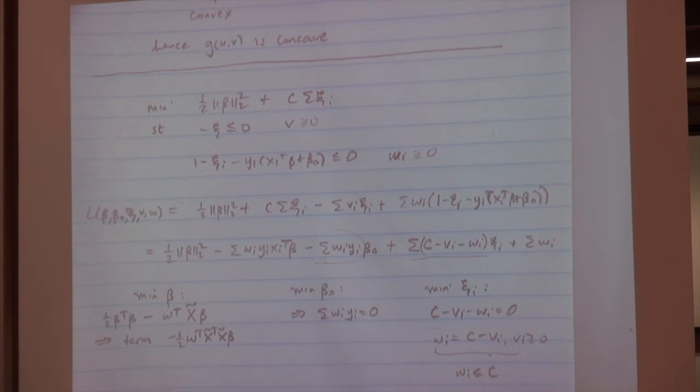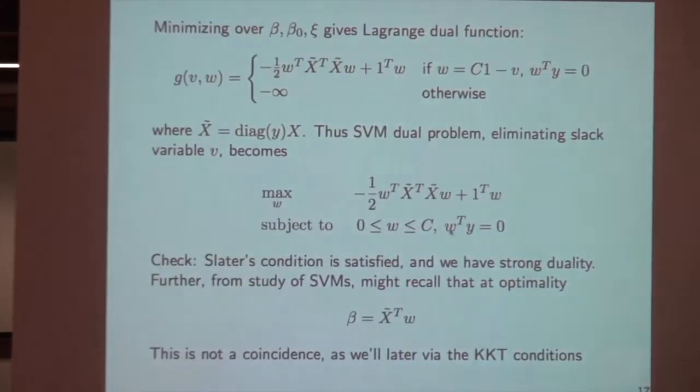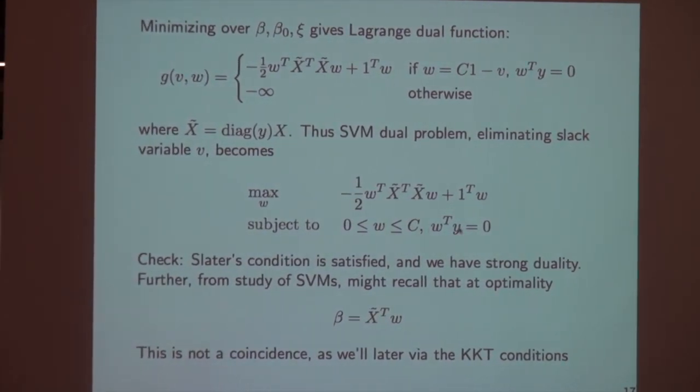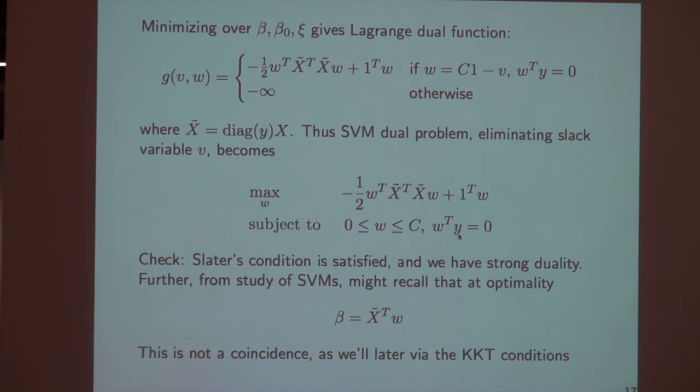So Slater's condition is satisfied, right? Why is that true? Well, there are no constraints here that are not linear, so all we have to do is make sure there's a feasible W. That's certainly going to be true, right? Some W between 0 and C, such that W transpose Y is 0. In fact, that'll always be true, even if C is small, as long as C is bigger than or equal to 0. W is 0 is feasible. All zeros. So Slater's condition is satisfied. Therefore, we have strong duality, which means that if we were to solve this problem and solve the SVM problem, then we get that their criterion values are equal.